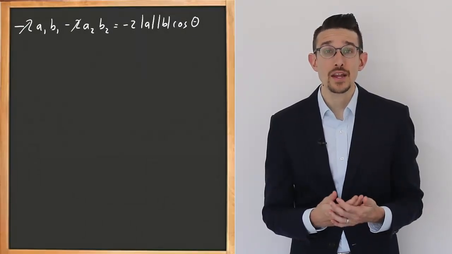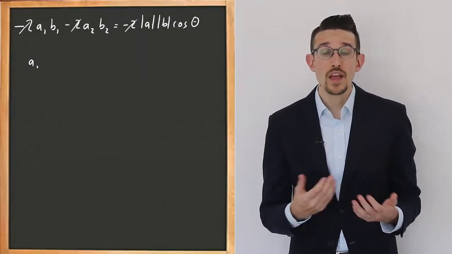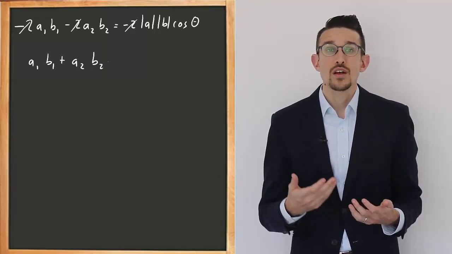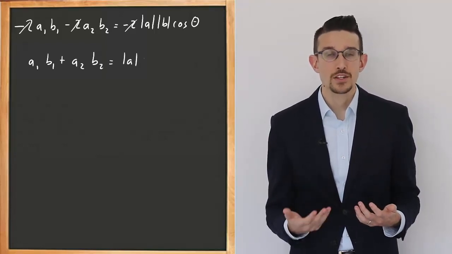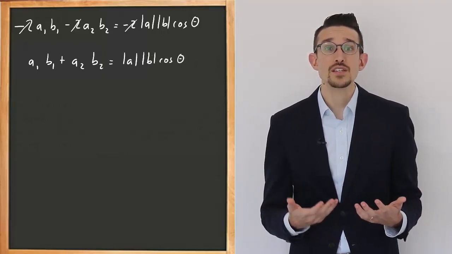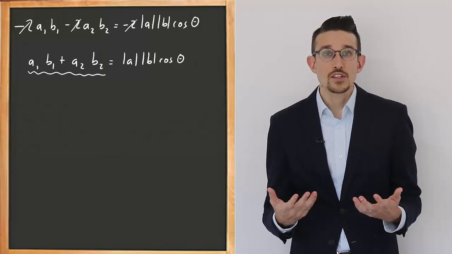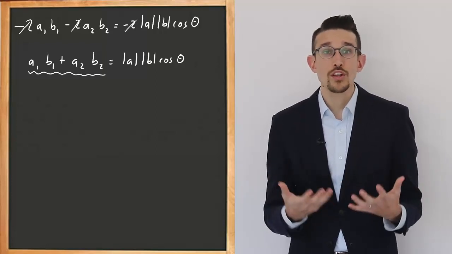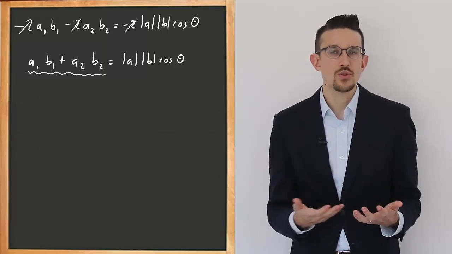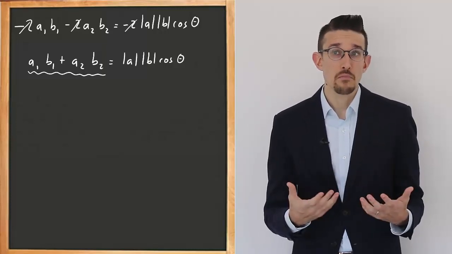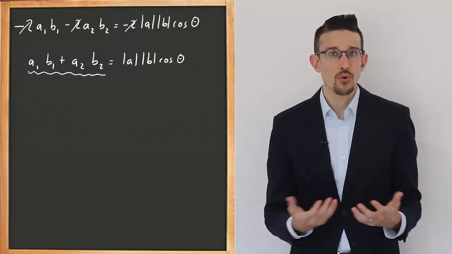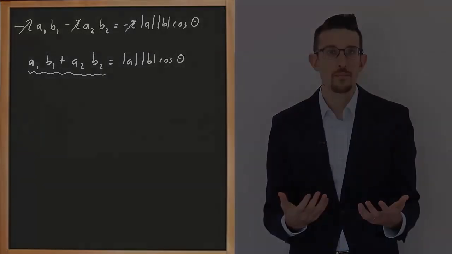Finally, by dividing by negative 2, we end up with A1B1 plus A2B2 equals the magnitude of A times the magnitude of B times the cosine of the angle between them. And of course, this is our dot product formula. So if you do all of this work and you don't know what a dot product is, you look at A1B1 plus A2B2 and you think, well, that must have some significance. And this is where the idea and the importance of the dot product comes from.